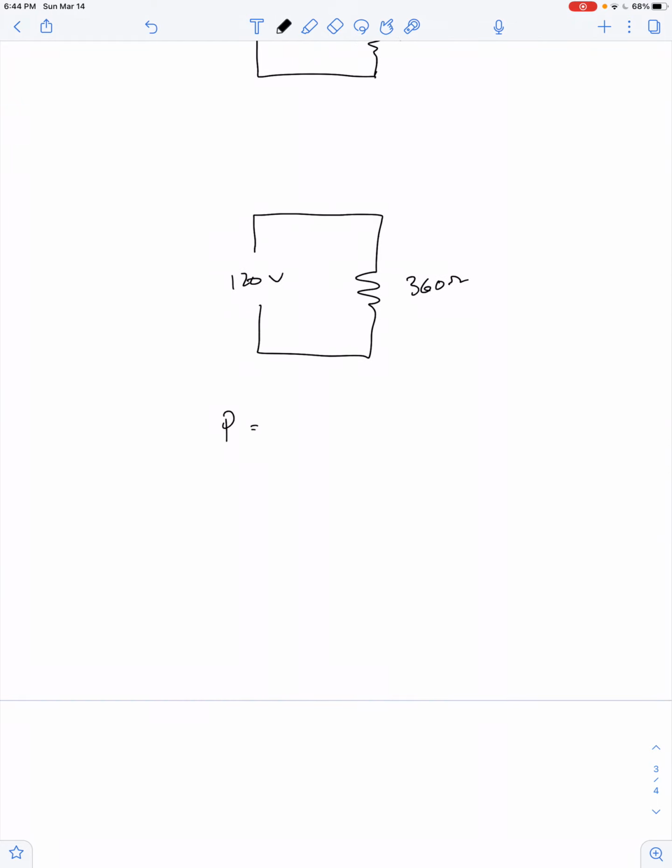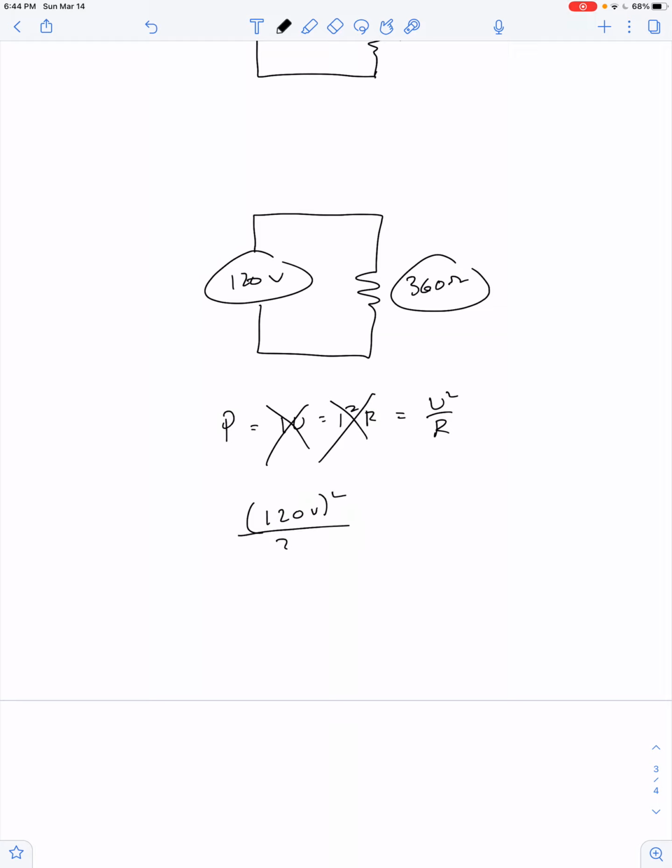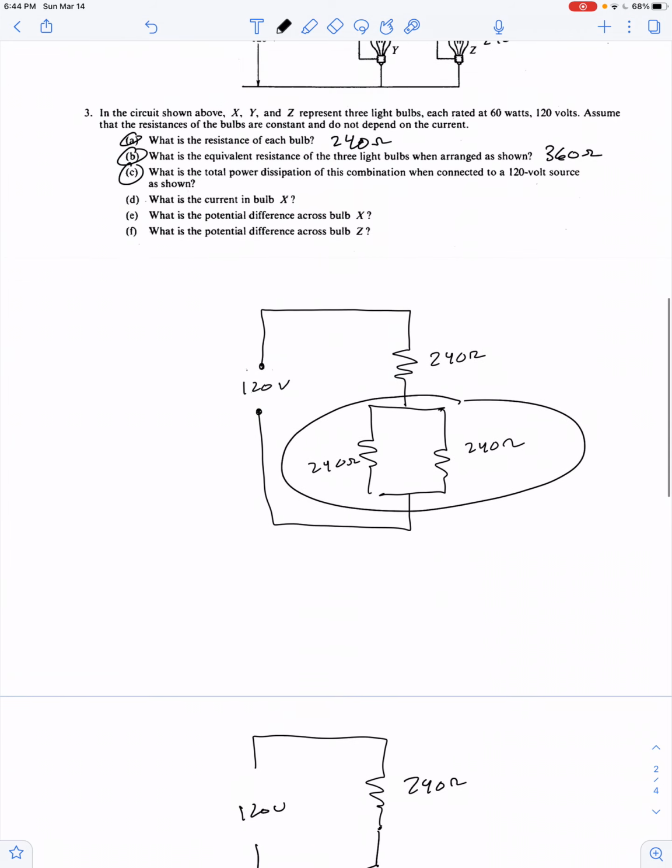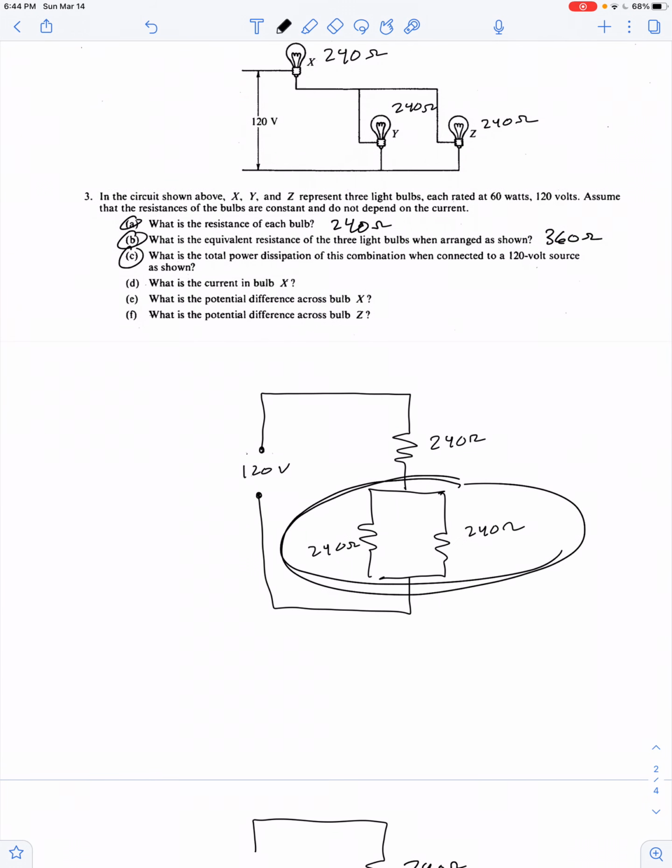Okay, so P is equal to IV is equal to I squared times R is equal to V squared over R. So let's see, we know the equivalent resistance, we know the total potential difference at this moment in time, so 120 volts squared divided by 360 ohms gives us 40 watts.